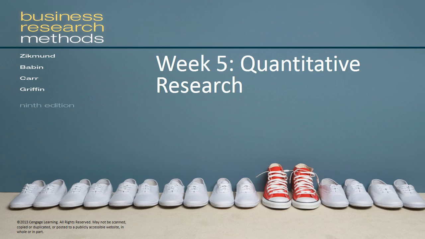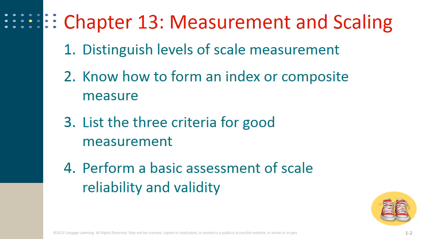So we're going to kick that off with chapter 13 and talking about some basic building blocks of quantitative research, and that is measurement and scaling. So how do we measure things in the real world in such a way that what we get in return is numbers? So we're going to talk about different levels of scale measurement. We're going to talk about index and composite scales. We're going to talk about 3 criteria for good measurement, and chief among those are reliability and validity.